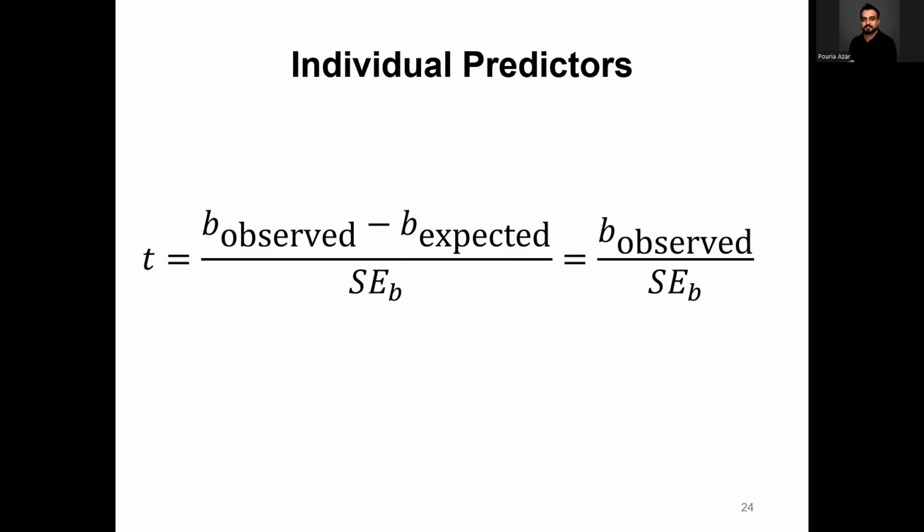In regression analysis, as I said, SPSS provides several tables when we are running the analysis. One of them is the T statistics. SPSS provides a T statistic for each individual predictor, and this is the formula for that. You don't need to remember it, but this is the T statistic formula, used to get the T statistic for each individual predictor in the regression model.